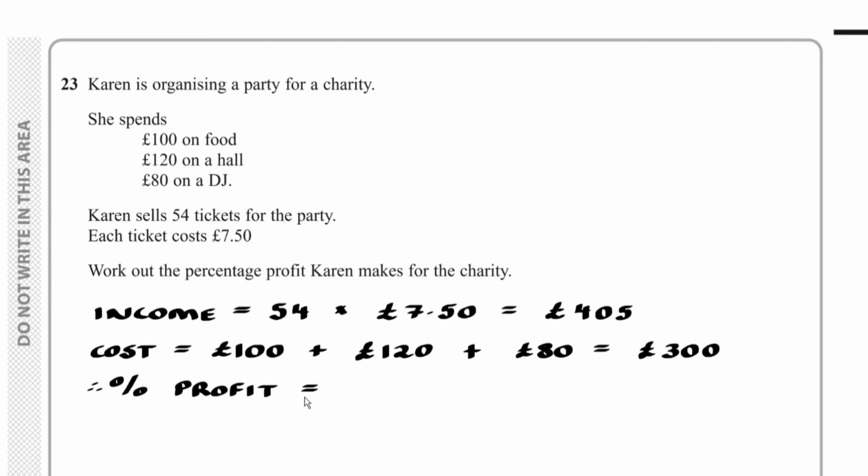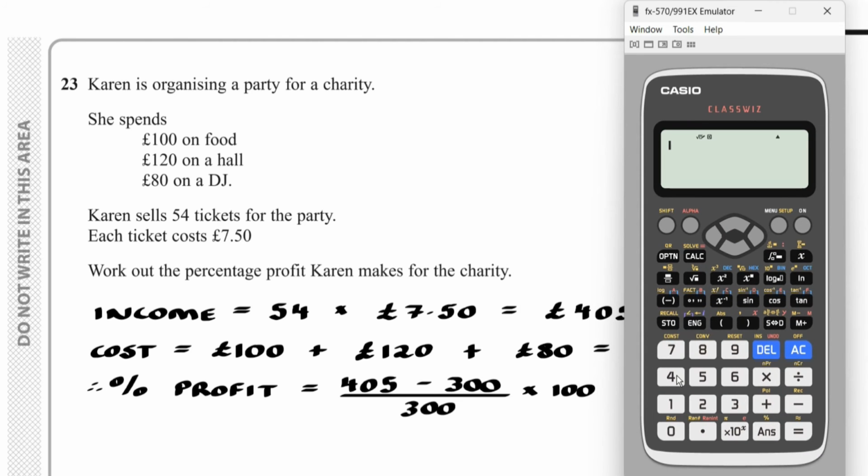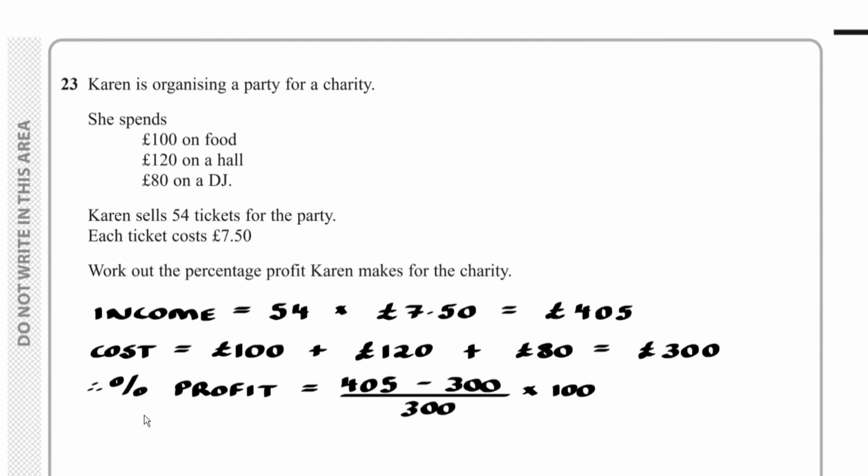So for the percentage profit, we have 405 subtract 300 divided by 300 multiplied by 100. So if I work this out, 405 subtract 300 over 300, that's 0.35, and if I multiply this by 100, I get 35. So the percentage profit is 35%.